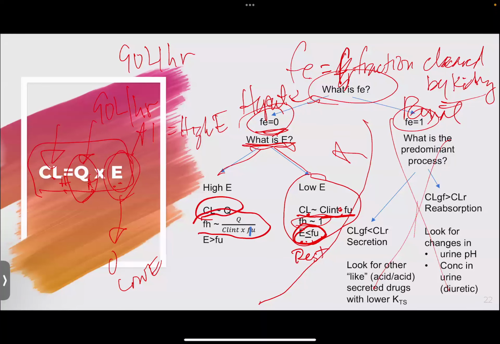Here we do have route dependence. And this fraction unbound, because it's non-restrictively cleared, becomes approximated by 1 because the liver sees it all as fair game. The E is greater than the fraction unbound. In other words, we're extracting or clearing more than just free drug, which means it's by definition non-restrictive. And we do have route dependence, right?